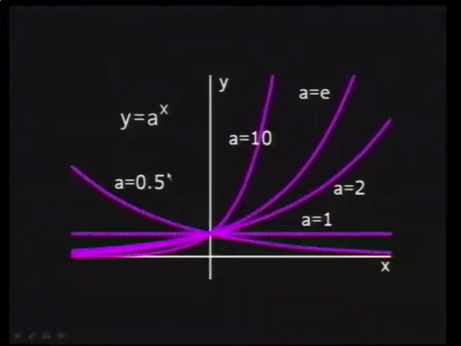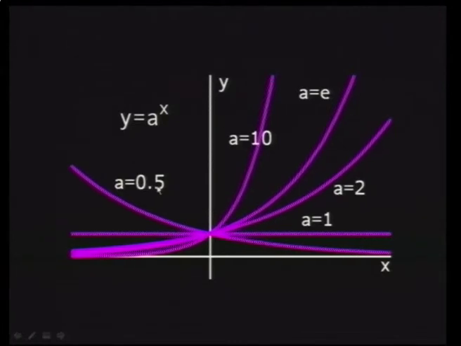Now here it is. This is the exponential function. Of course, you can have a equal to 1. 1 to the power x is equal to 1. This is a straight line, y is equal to 1. Here, of course, the bigger the a, the faster it grows: 10 to the power x is greater than 2 to the power x for x positive, and smaller for x negative. Now, this one, a is equal to 0.5.